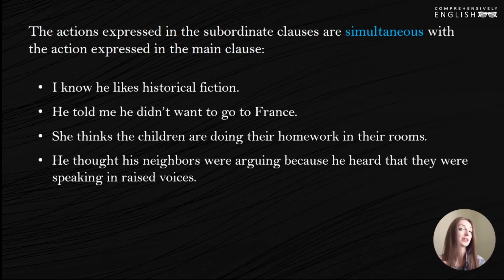Now let's look at what happens if our actions in the main clause and in the subordinate clause are not simultaneous. They do not happen at the same period of time.